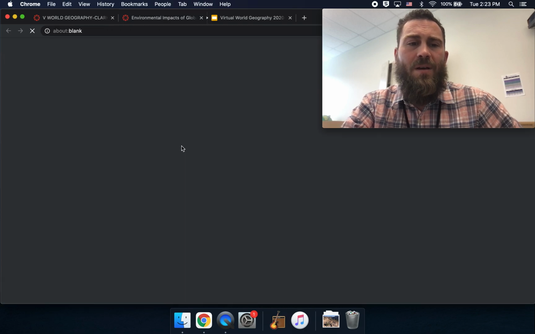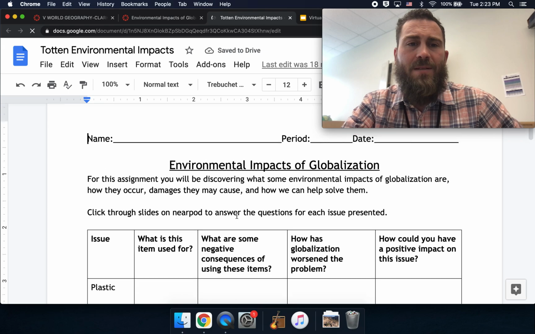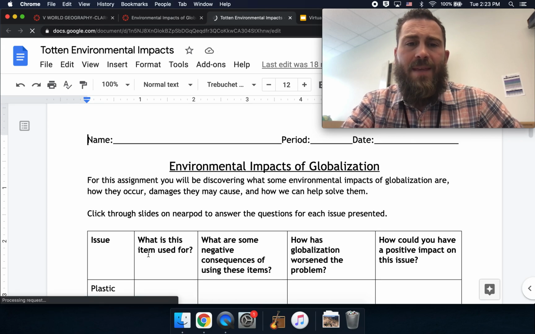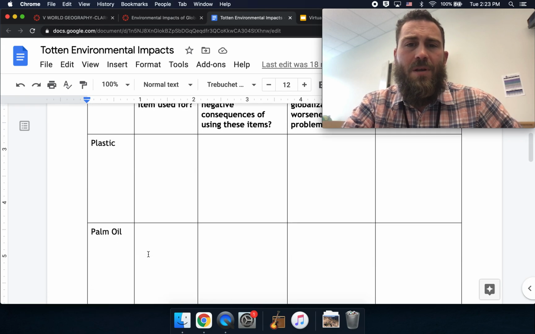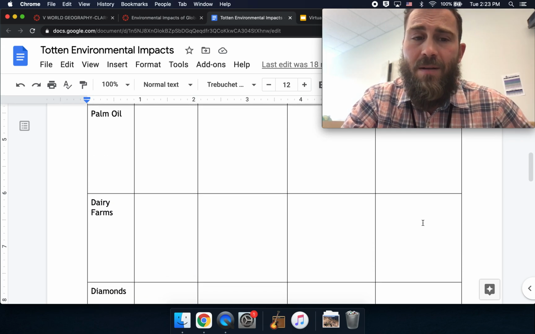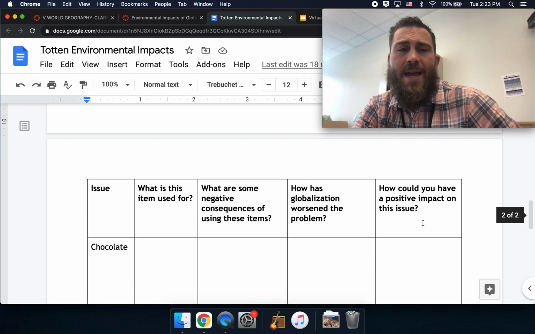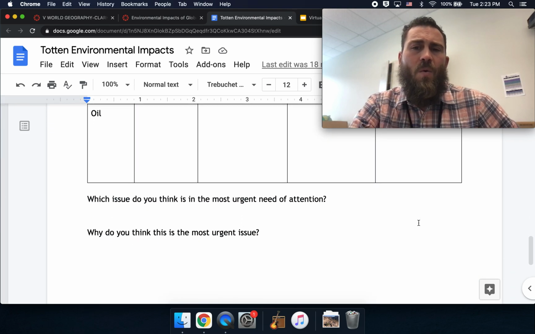Now, when we look at the environmental impacts, we have a few things. We are going to look at the issues. What is the item used for? What are the negative consequences? How does globalism worsen the problem? And how could you have a positive impact on the issue? You're going to look at plastic, palm oil, dairy farms, diamonds, chocolate, and oil.